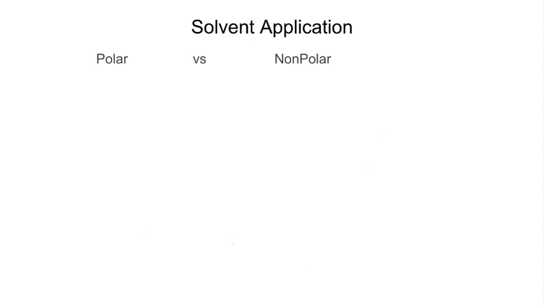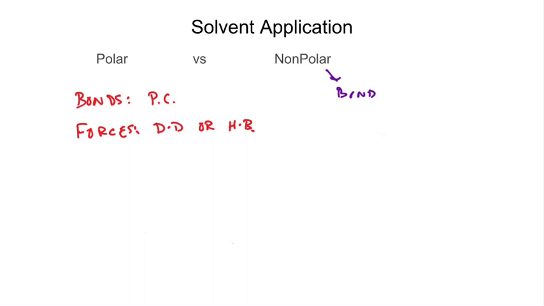So the best classification that I think works most broadly is going back to intermolecular forces. So if we're looking at a polar solvent, it is one that has bonds that are polar covalent. Those bonds generate forces that would be dipole-dipole or hydrogen bonding. A nonpolar solvent has bonds that are nonpolar covalent, and forces that are London dispersion forces.